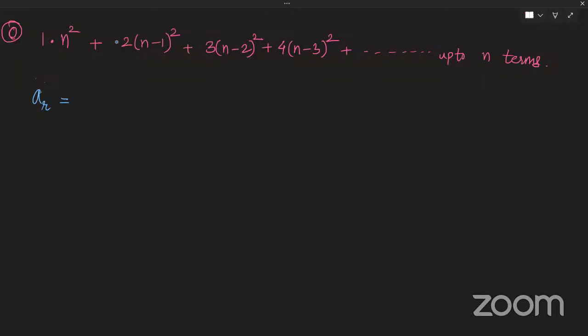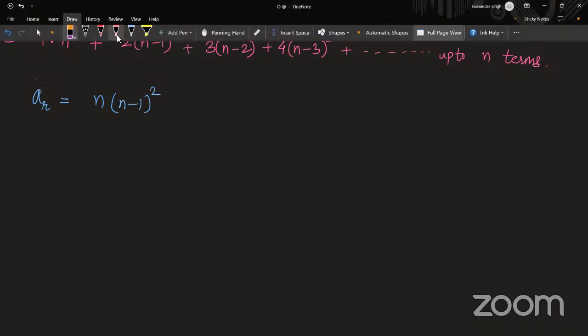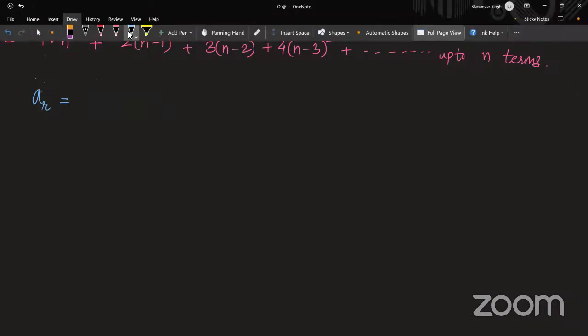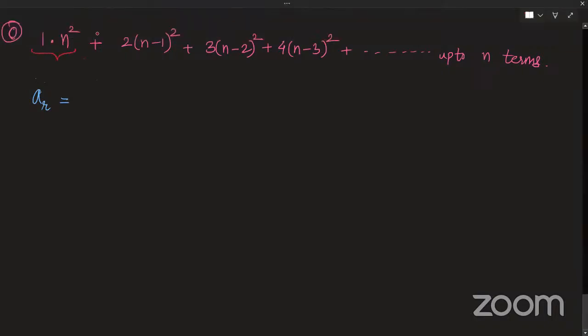Can anyone tell me? If I am pulling out any rth term from this series, what would be its value? n into (n minus 1) whole square. Okay, that's it. No, no, it is wrong. I am asking you. See, this is the first term. Here we have the first term. This is the second term. This is the third term.